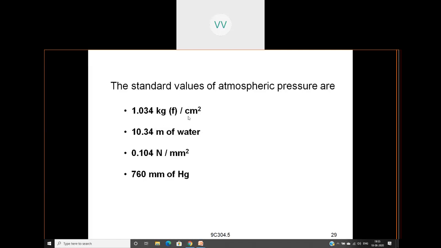Wherever the situation demands that particular value, we are going to use it in our problems. All these represent the atmospheric pressure or the barometric pressure. Then the last one is, instead of 0.104 newton per mm square, you have 101.4 kilonewtons per meter square. All these values, commit to your memory. Whenever the situation demands, depending upon the units, you take and substitute that particular value.